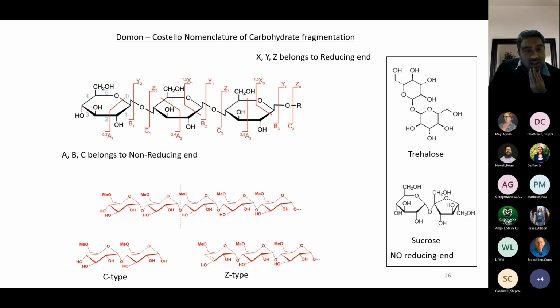Now there are other fragmentations as well. I was talking about B fragmentation, for which the reducing end will have the corresponding Y fragmentation. C fragmentation will have the corresponding Z fragmentation, and A and X fragmentations are normally the cross-ring fragments. Here I have shown the Z fragmentation, where it happens when the secondary alcohols, that is 2, 3, and 4, are linked with other glycans or glycan parts. This can happen, and I will show where it happened exactly. I have also illustrated here that these are non-reducing, because the anomeric carbons are linked via glycosidic linkage with each other, so trehalose and sucrose are not reducing sugars.